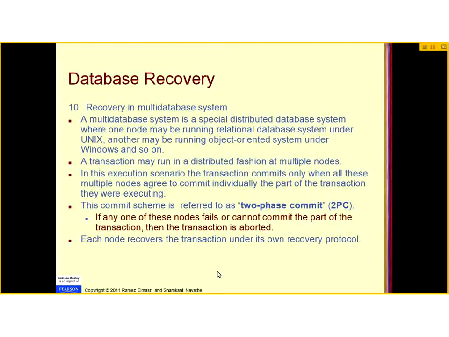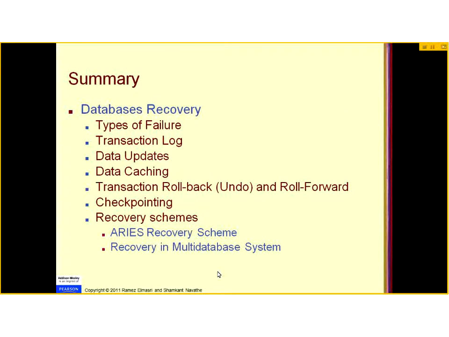Transactions may run in a distributed fashion at multiple nodes. In this execution scenario, the transaction commits only when all these multiple nodes agree to commit individually the part of the transaction they are executing. This commit scheme is referred to as two-phase commit, called 2PC. If any one of these nodes fails or cannot commit its part of the transaction, the transaction is aborted. It means all of them should commit so that we can commit that transaction. And each node recovers the transaction under its own recovery protocol. So everyone is responsible for the recovery on its own.